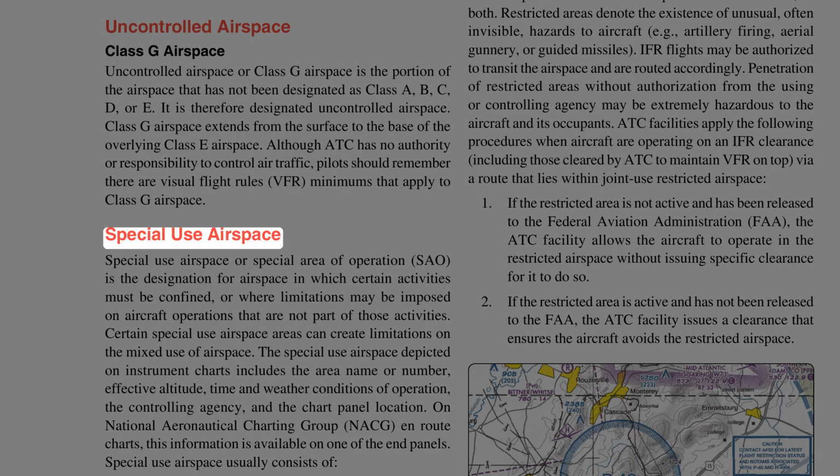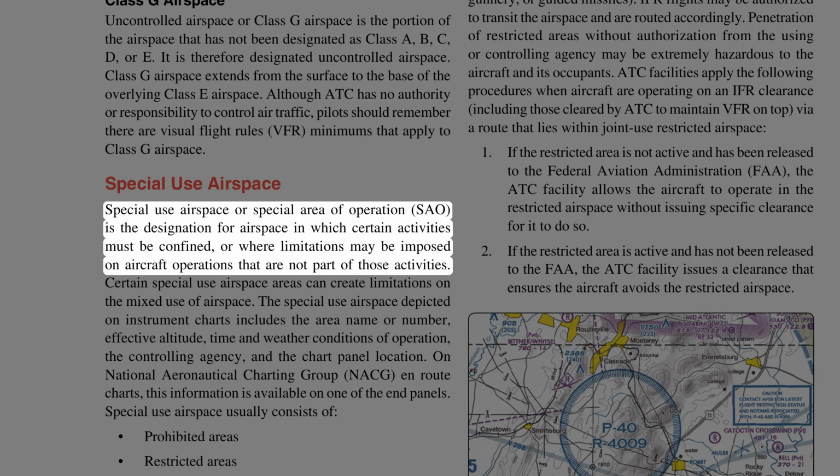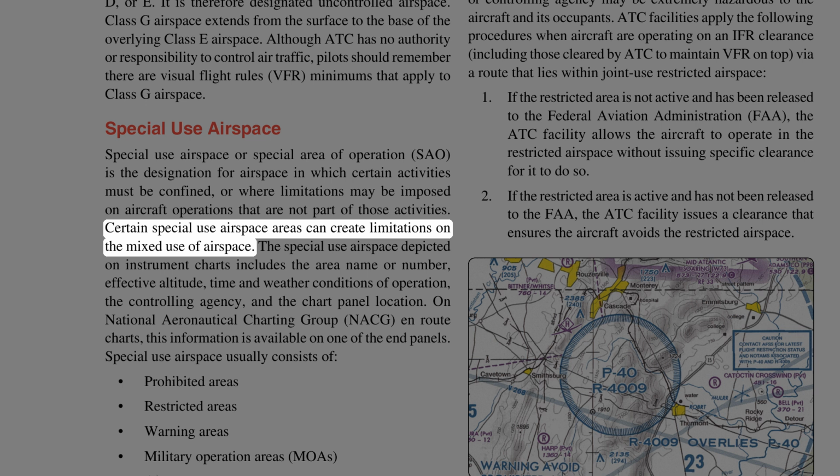Special Use Airspace. Special Use Airspace or Special Area of Operation, SAO, is the designation for airspace in which certain activities must be confined, or where limitations may be imposed on aircraft operations that are not part of those activities. Certain special use airspace areas can create limitations on the mixed use of airspace.